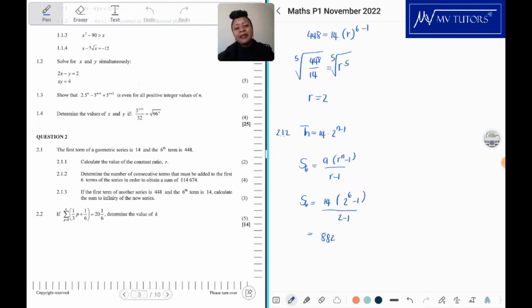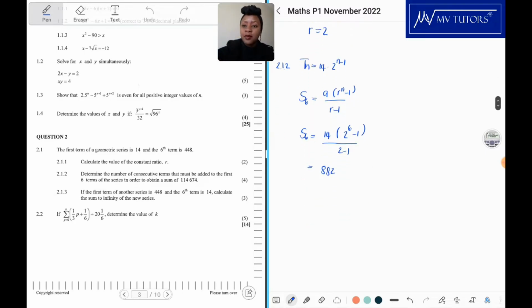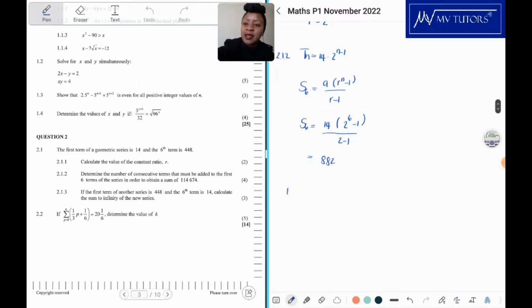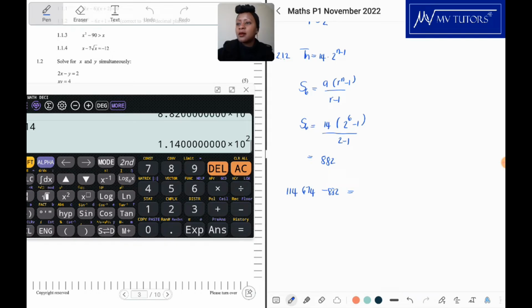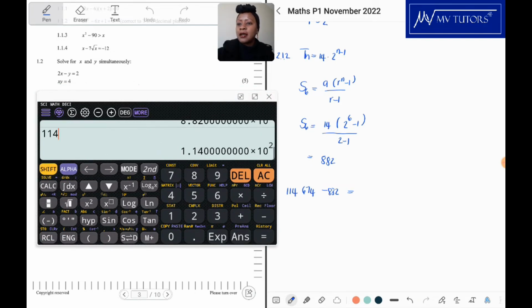But when we take the first 6 terms and those other consecutive terms, which we need to get the number of, we're going to get 114674. So now, let's say then we take this 114674 minus 882 in order to see what we are dealing with here. Okay, and we get an answer. What am I doing? Calculator. 114,674 minus 882.